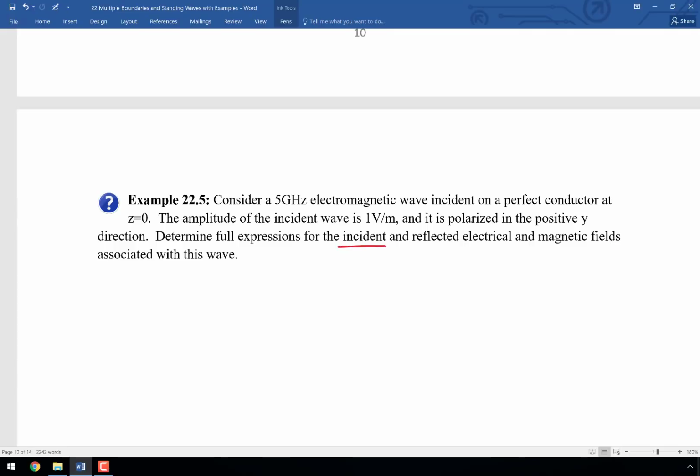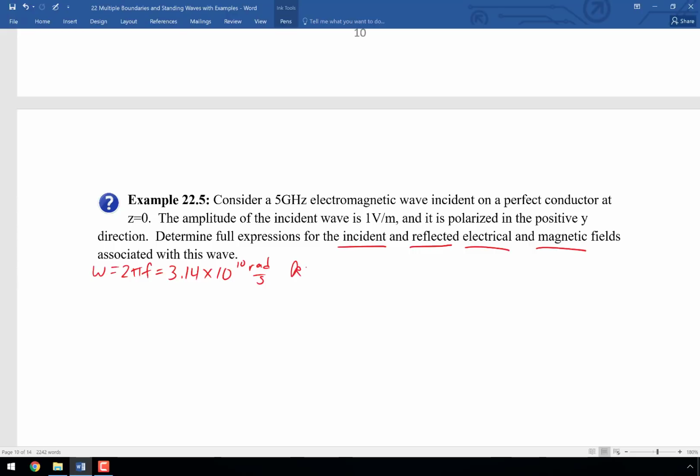So we've got incident, we've got reflected, we've got electrical and magnetic. So there's incident electrical, reflected electrical, incident magnetic, and reflected magnetic. We have to find all 4 of those. Well, first of all, let's calculate omega. Omega is equal to 2 pi f, which, I'll skip plugging the numbers in there, but it's 3.14 times 10 to the 10th radians per second.